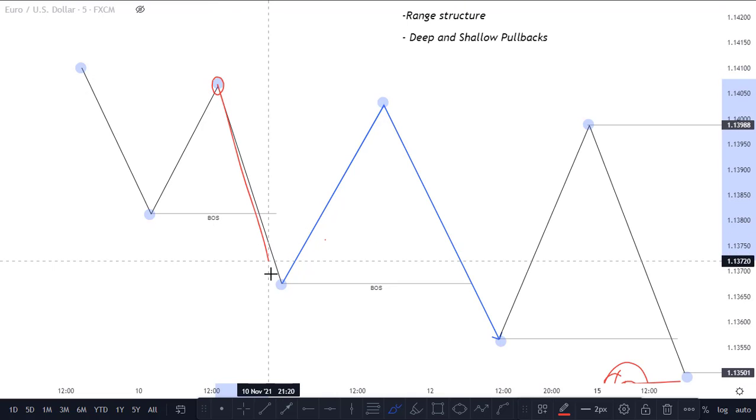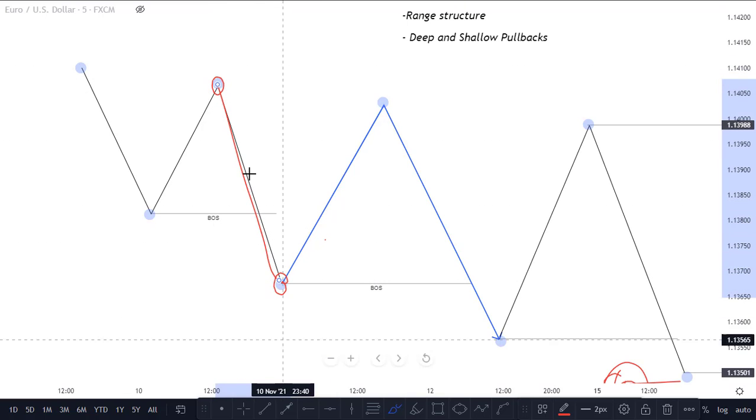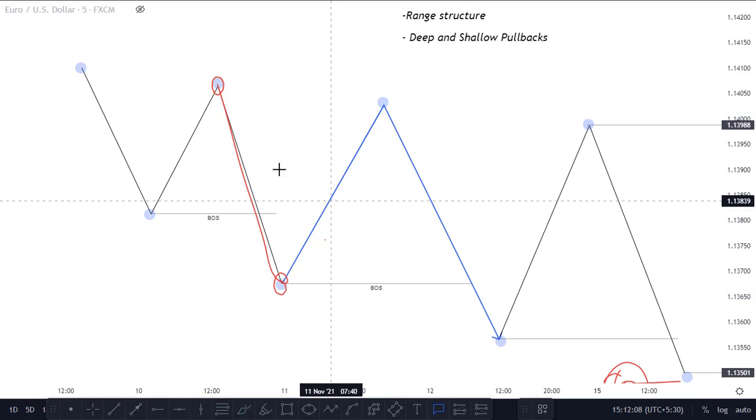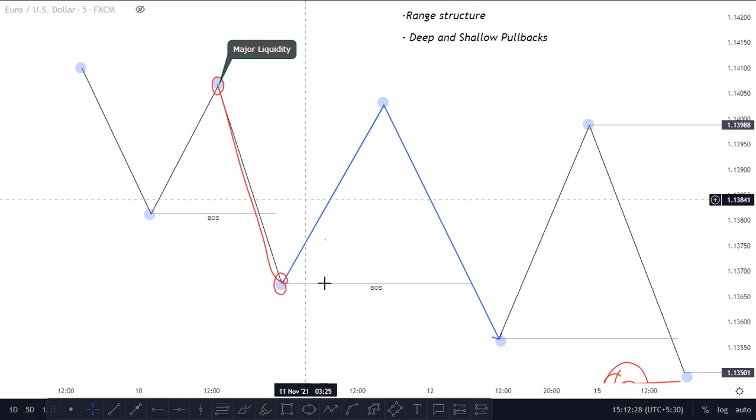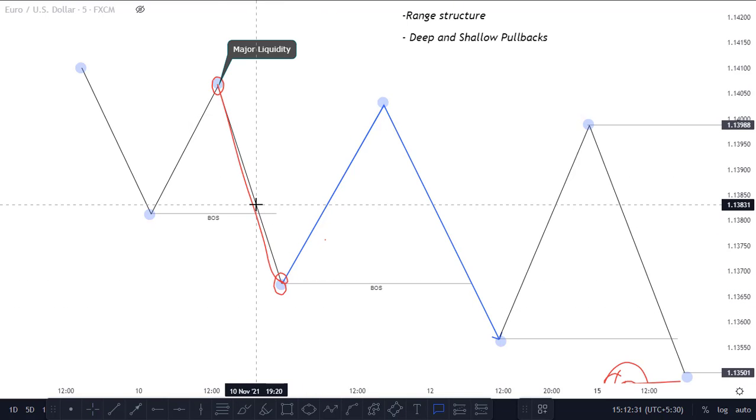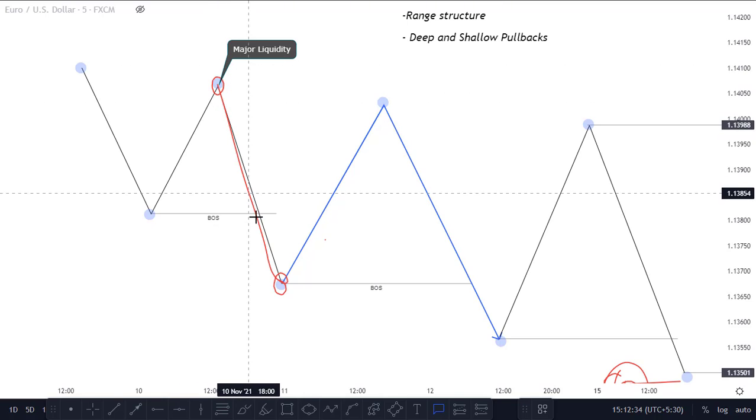This is your bearish range all the way down here. From the top, where we have a swing point high, this is the beginning of the range all the way to the downside. So that top, or that swing high, is what we call major liquidity. Now from this major liquidity, we move all the way to the downside.